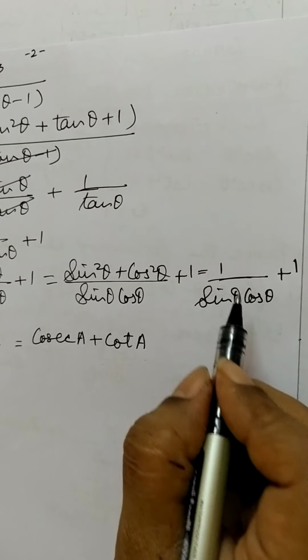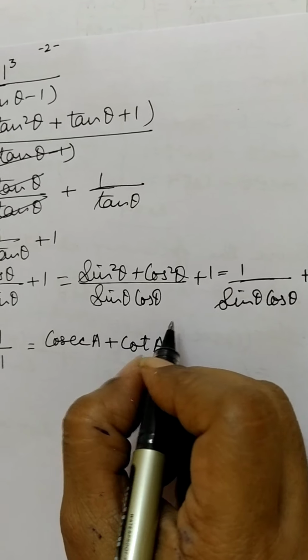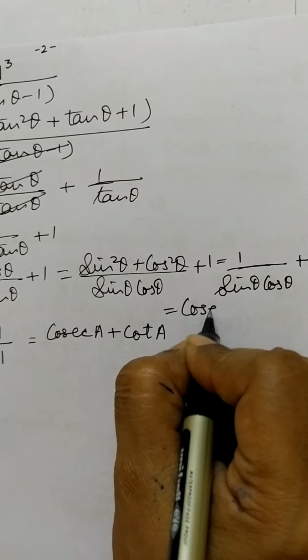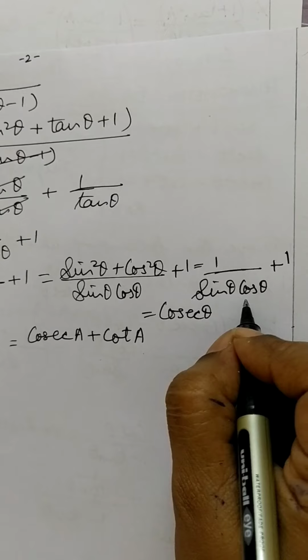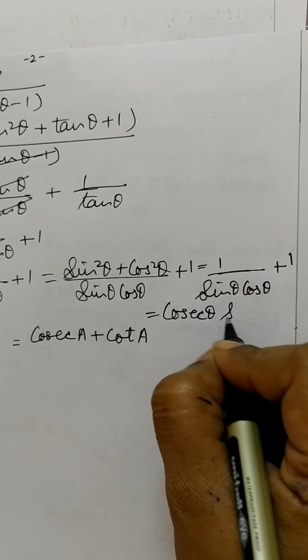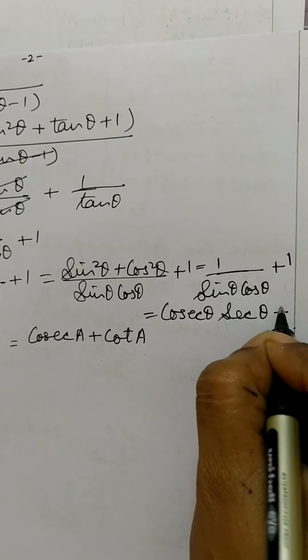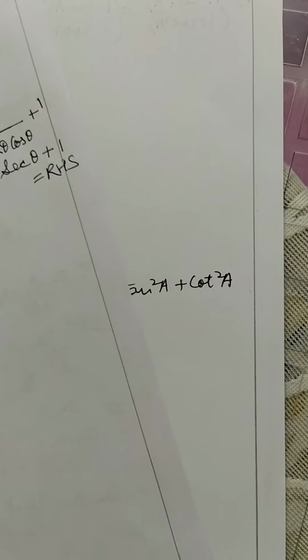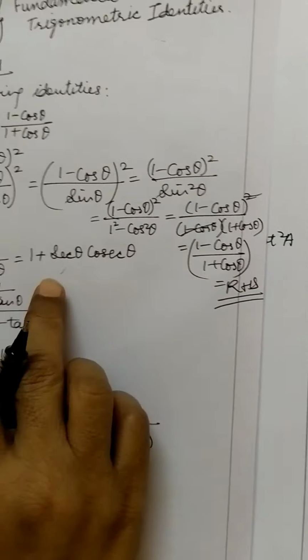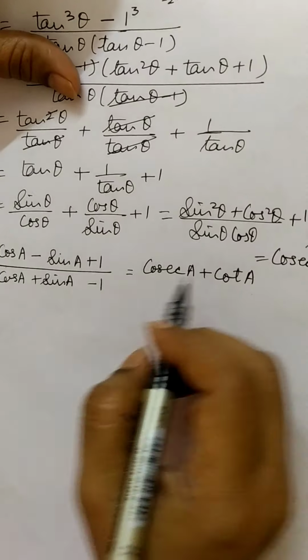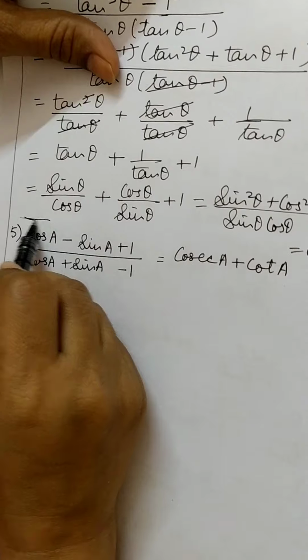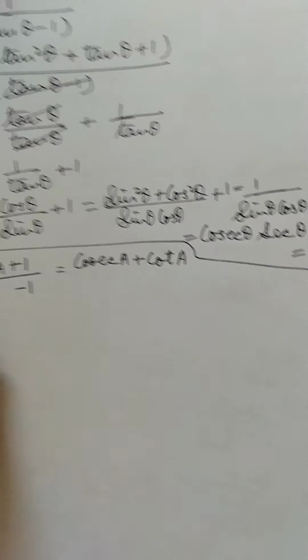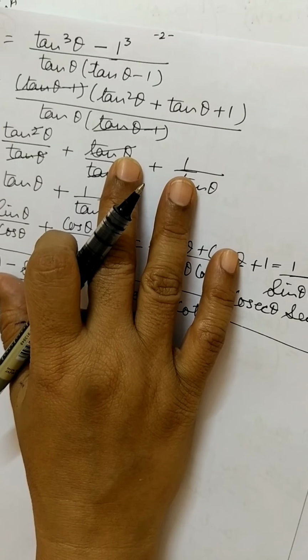Now what is 1 upon sin theta? 1 upon sin theta is cosec theta, and 1 upon cos theta is sec theta, plus 1, which is the RHS. Cosec theta sec theta plus 1. Okay students, so the third part is complete.